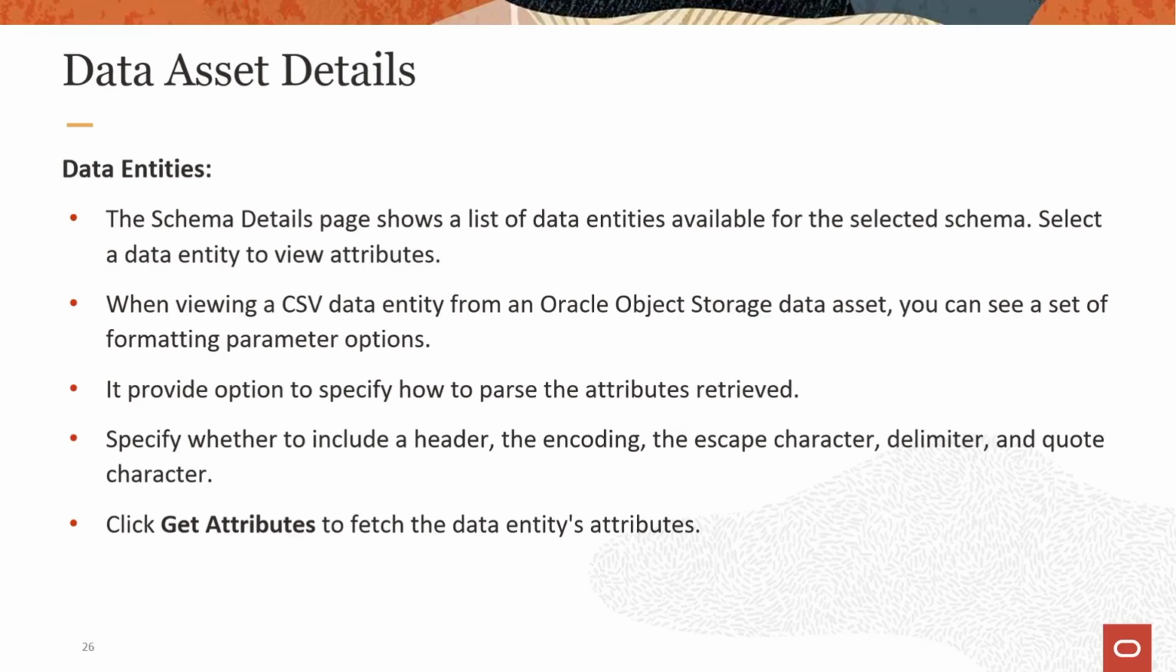When viewing a CSV data entity from an Oracle Object Storage data asset, you can see a set of formatting parameter options. It provides an option to specify how to parse the attributes retrieved. You can specify if you want to include the header, encoding, escape character, delimiter, and code character. You can click Get Attributes if you want to fetch the data entity's attributes.